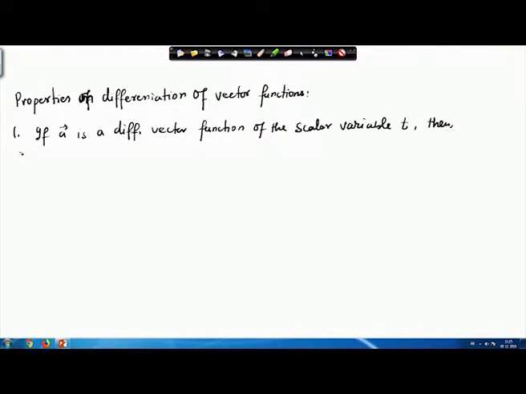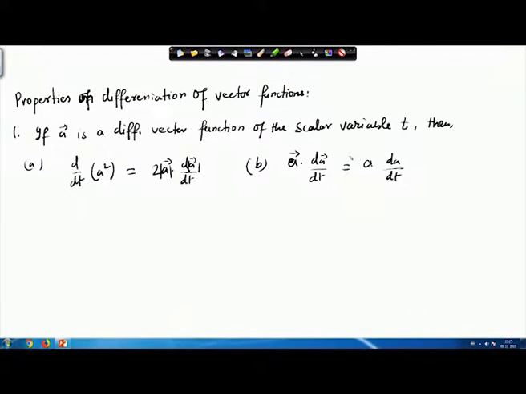then the first result is d/dt of A squared equals 2 A dot dA/dt, and the second result is |A| d|A|/dt equals A dot dA/dt. Here mod is basically the absolute value.